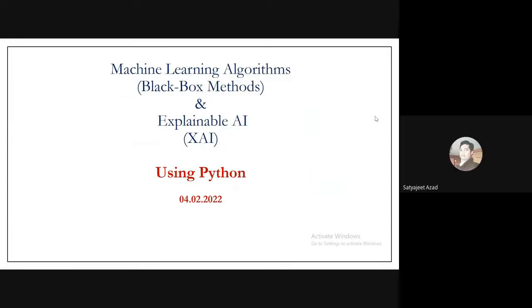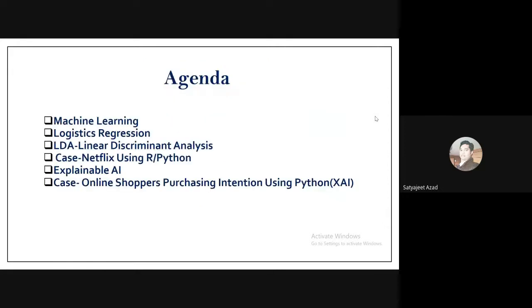So the topic is machine learning algorithms and explainable AI. Explainable AI is a new domain of artificial intelligence. Those who are into research might know this, and those who are new will get to know what explainable AI is. Today I'll try to cover the basics of machine learning algorithms.